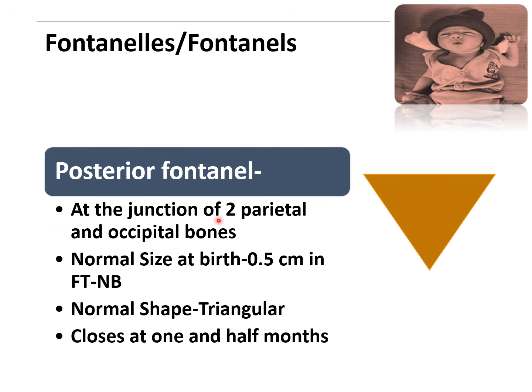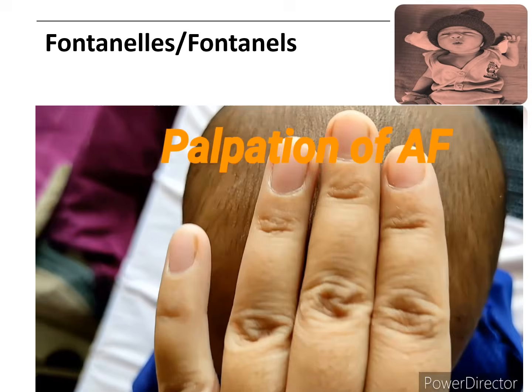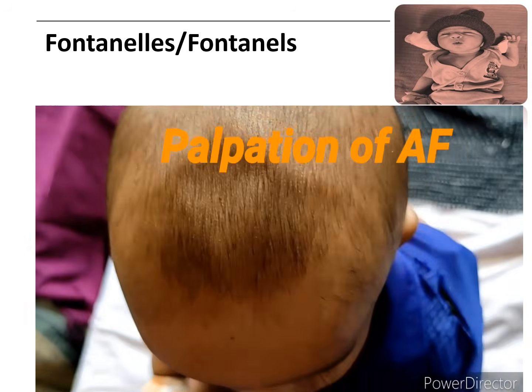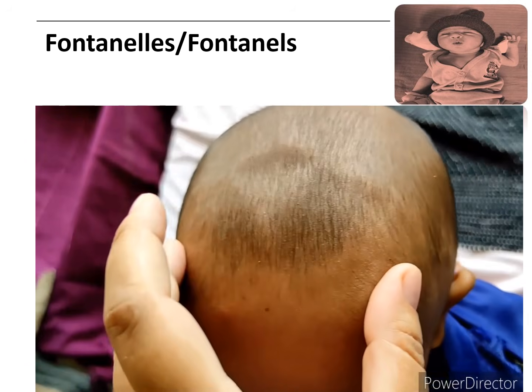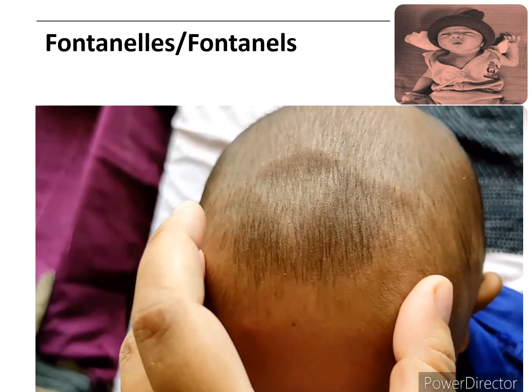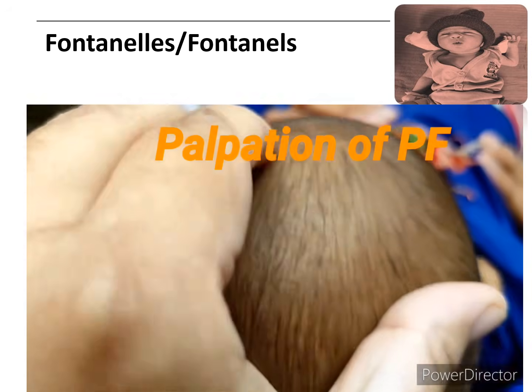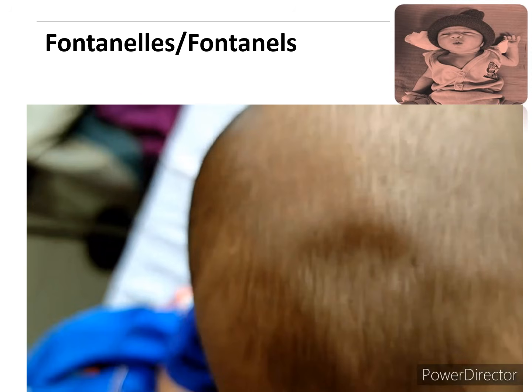Posterior fontanelle is present at the junction of two parietal and occipital bone. Normal size at birth 0.5 cm in full-term newborn baby. And shape is triangular shape. It closes at 1.5 months of age. Now for the palpation of anterior fontanelle, we have to keep the three finger you can see in this video, and we have to see the pulsation which is visible in the anterior fontanelle. Now for the posterior fontanelle, we can palpate by the tip of our finger between occipital and parietal bone.